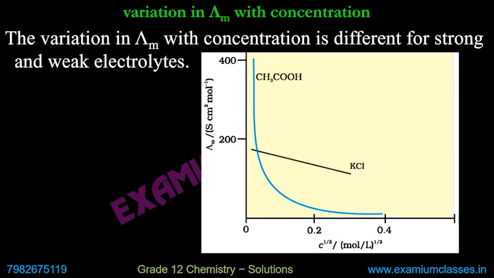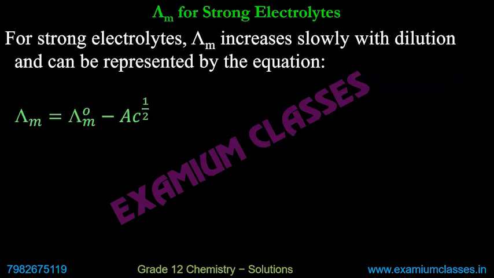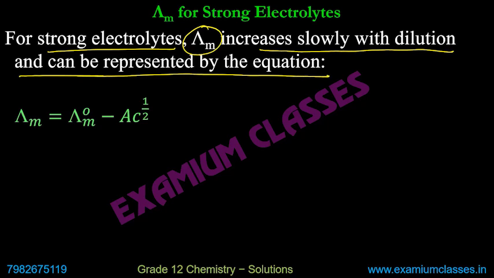This graph, I would suggest that you need to draw at least 3-4 times so that you remember. So the blue graph is for the weak electrolyte. But for a strong electrolyte, that is KCl, for example, the graph is a straight line. So for a strong electrolyte, the molar conductivity increases slowly with dilution and can be represented by this equation.